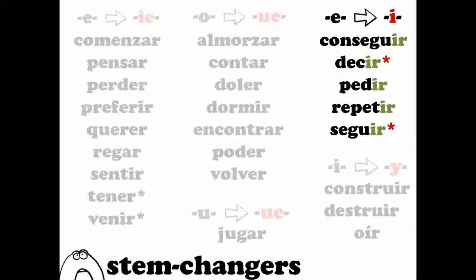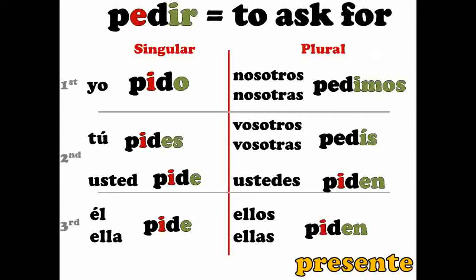E to I is similar, but the E gets deleted altogether. So again, the stem changes, but not in the nosotros form. Pedimos. Pedir means to ask for. So if you want to say, you, my friend, ask for or order at a restaurant a sandwich. Tú pides un sándwich. Right? Un bocadillo in España. Pido, pides, pide, piden, but no change in nosotras or vosotras. Nosotras pedimos, vosotras pedís.